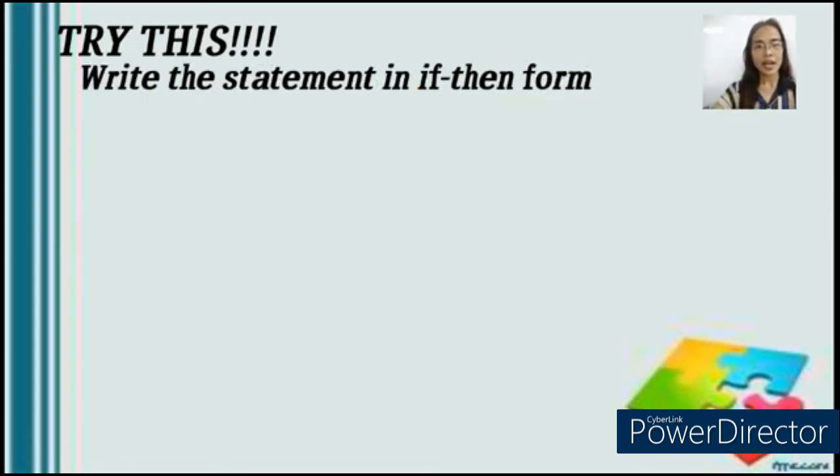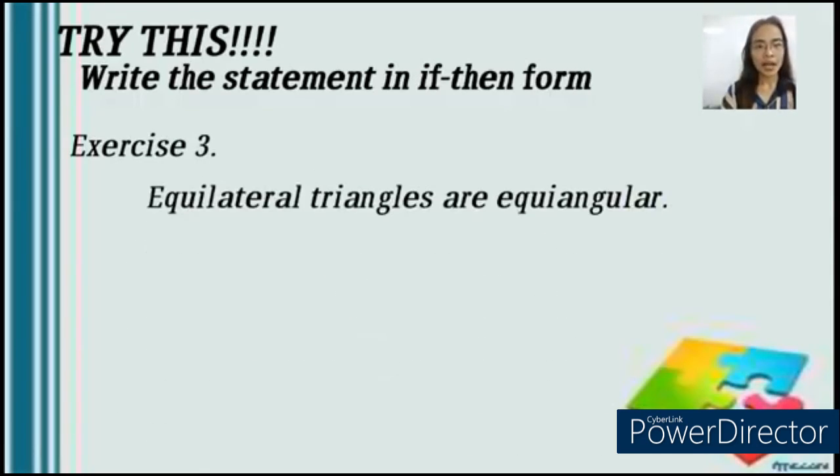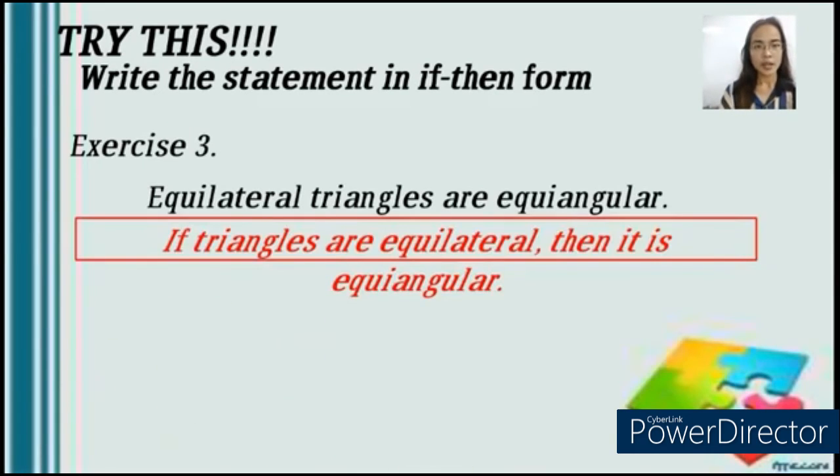Now, let's try to write the statement in if-then form. Exercise 3. Equilateral triangles are equiangular. So, what do you think is the hypothesis and the conclusion of the statement? The hypothesis is equilateral triangle, and the conclusion is equiangular. So, the answer is, if a triangle is equilateral, then it is equiangular.